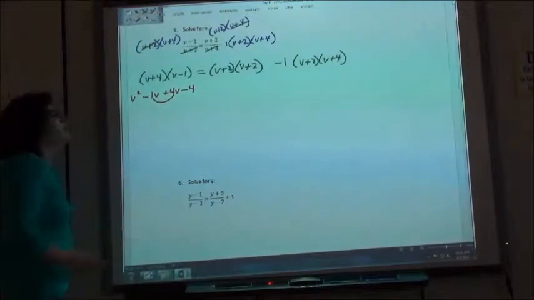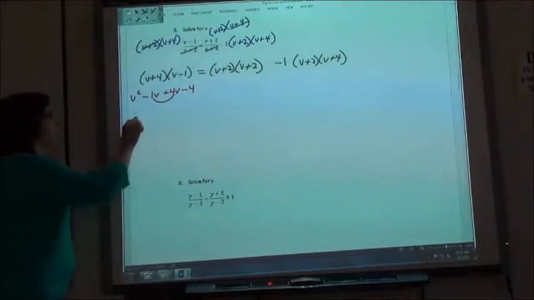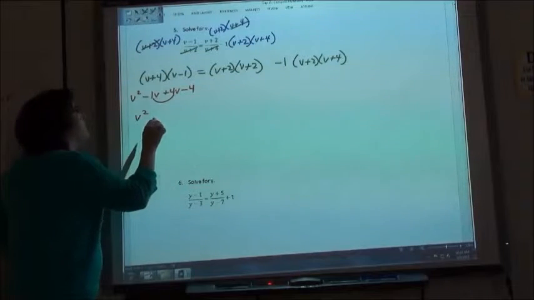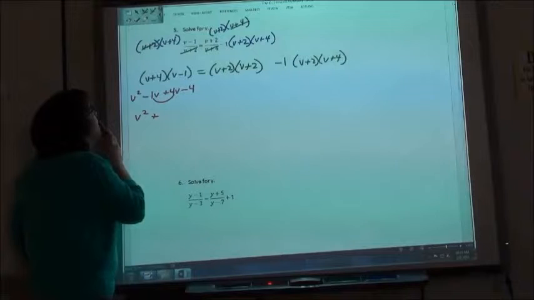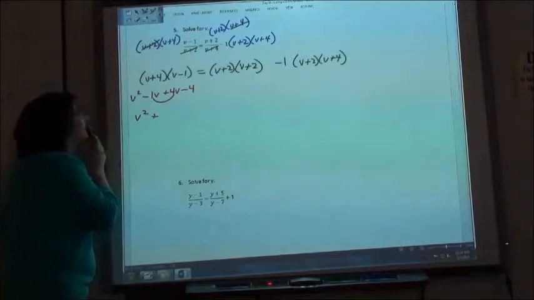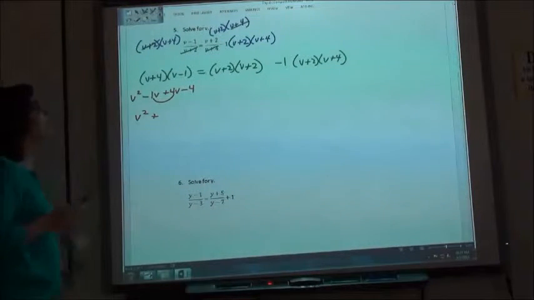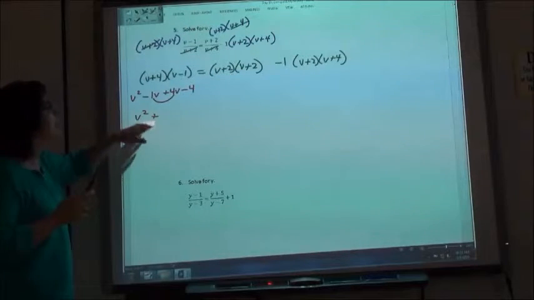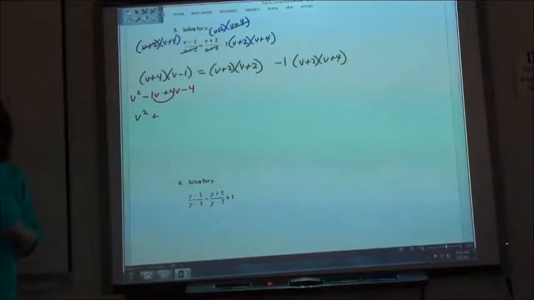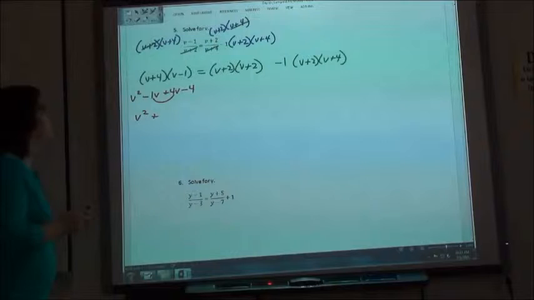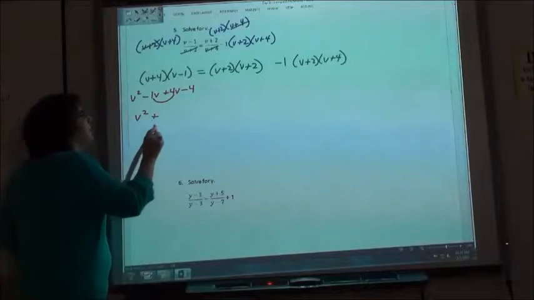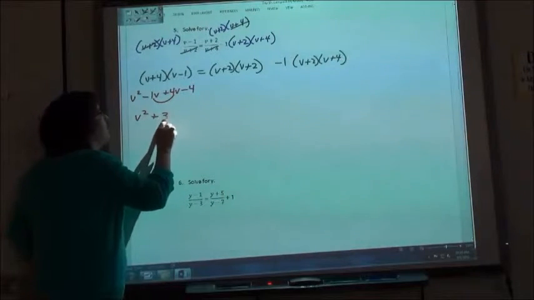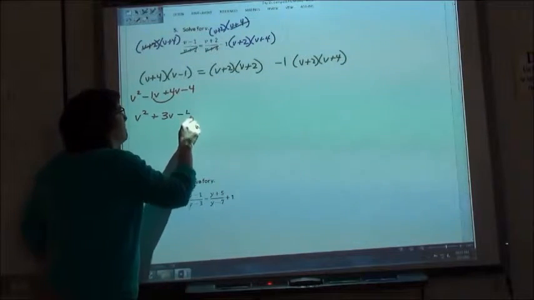Now we're going to combine those middle terms. Equals v squared plus 3v minus 4. I was jumping ahead, so let's simplify this a little farther. Okay, so we got v squared plus 3v minus 4.